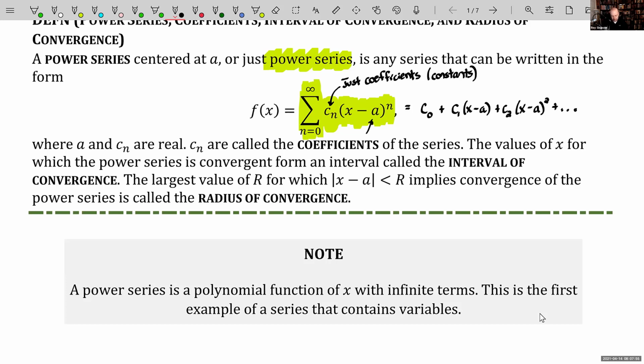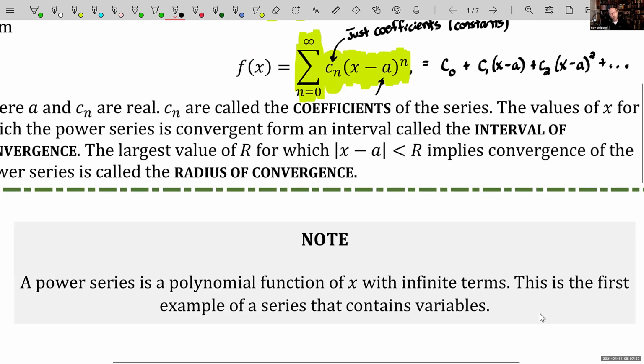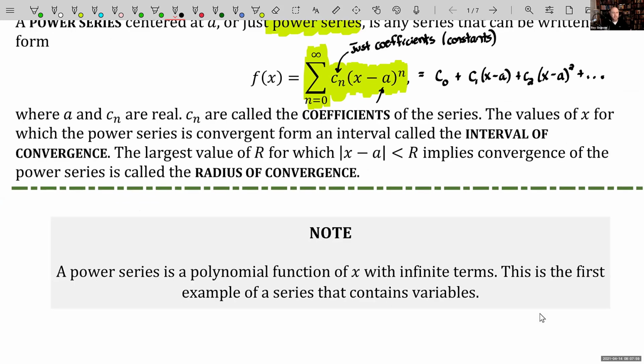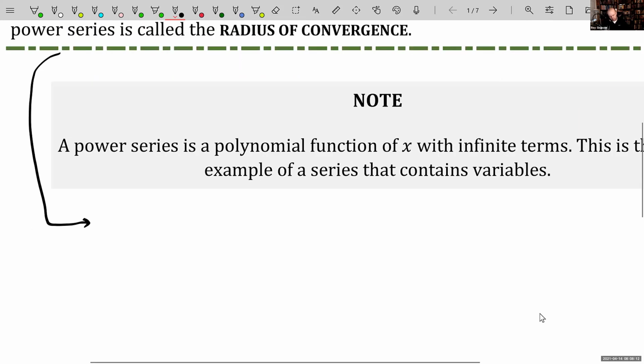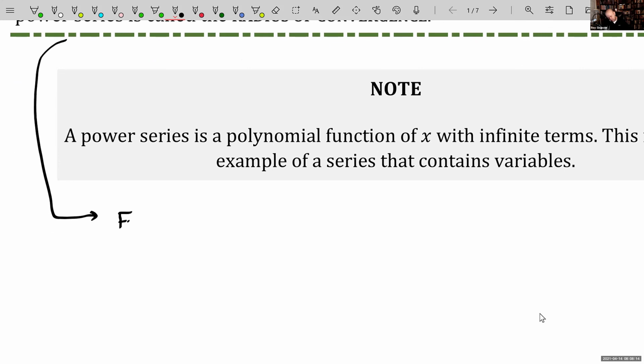So I just like to squeeze all the information into a single definition. The largest value of R for which we have an interval of convergence is called the radius of convergence. Let me give you an example of what I mean by that so that it's not going to blow your mind.